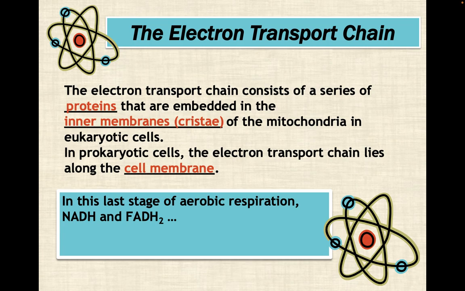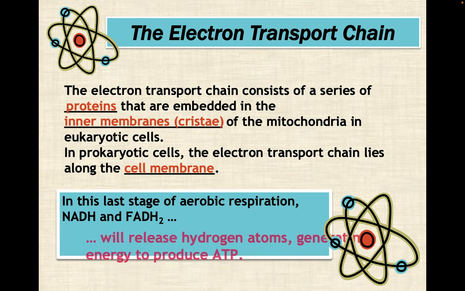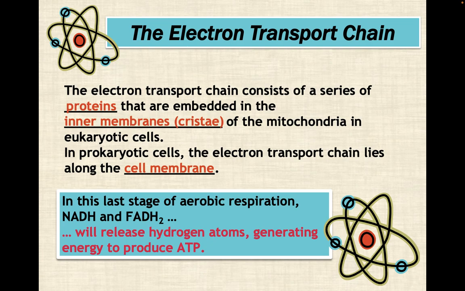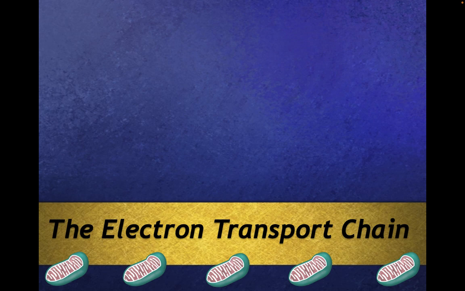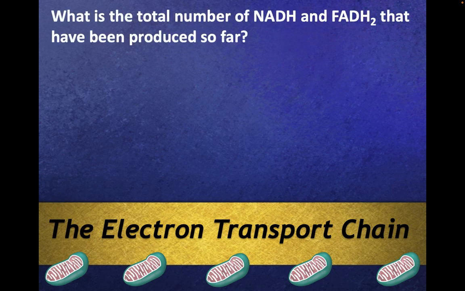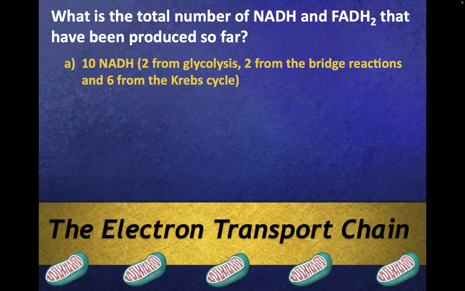In this last stage of aerobic respiration, the NADH and the FADH2 are going to release hydrogen atoms, which are going to generate energy to produce ATP. So what's the total number of NADH and FADH2 that have been produced so far? We've had quite a few, and we're talking from one molecule of glucose.